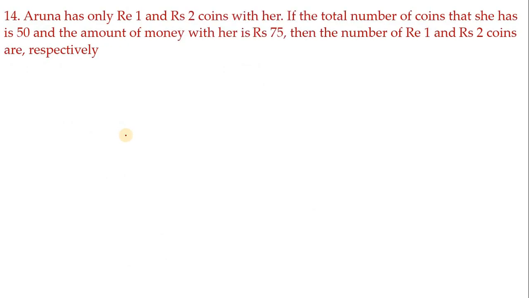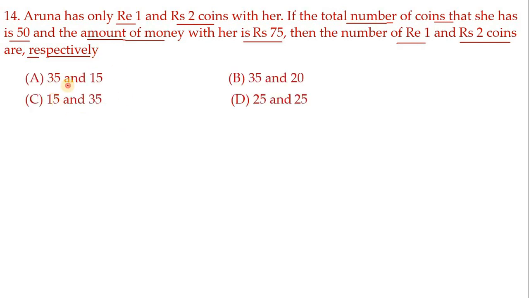Move on to the next one, children. Aruna has only rupee 1 and rupees 2 coins. If the total number of coins that she has is 50 and the amount of money with her is rupees 75, then the number of rupee 1 and 2 rupees coins are respectively. Options are 35 and 15, 35 and 20, 15 and 35, 25 and 25.